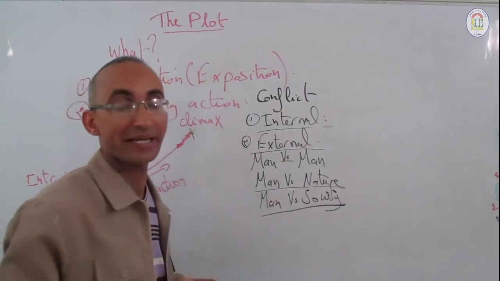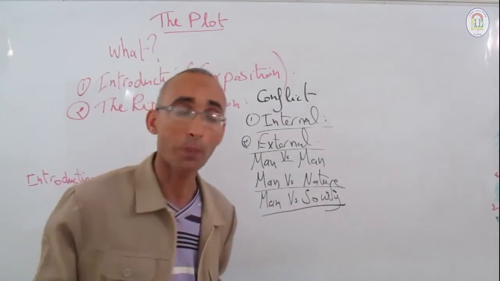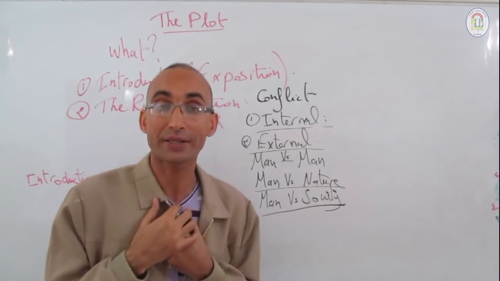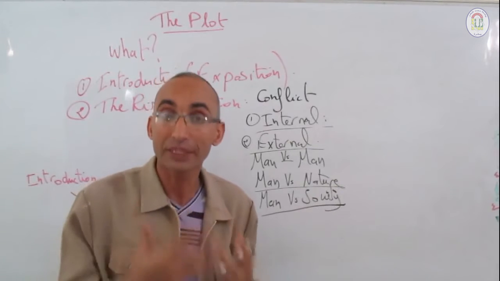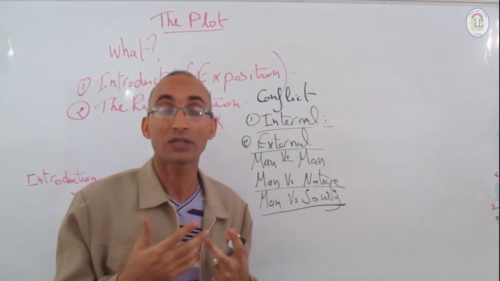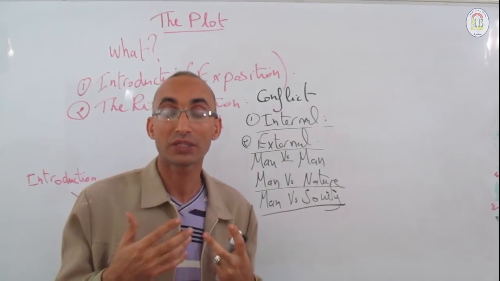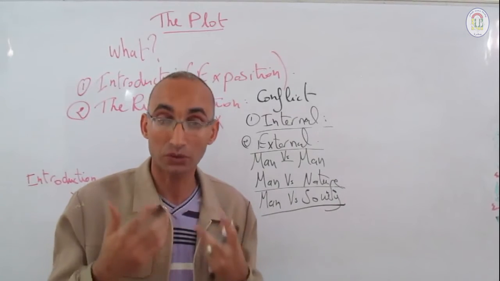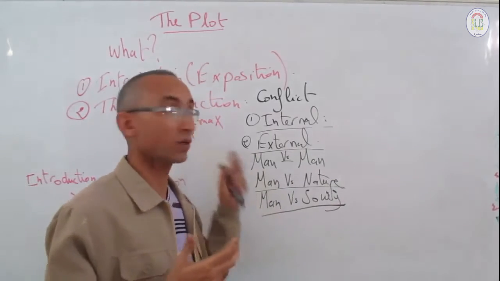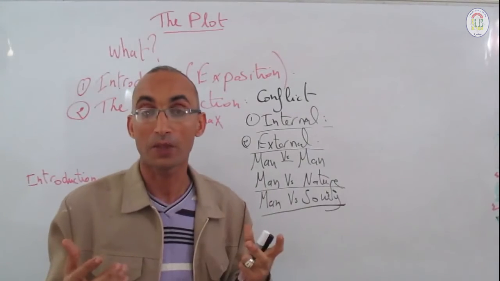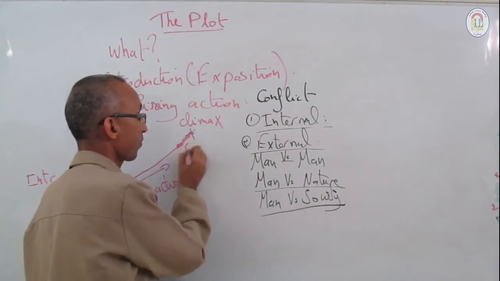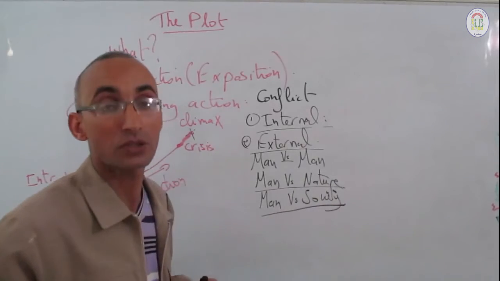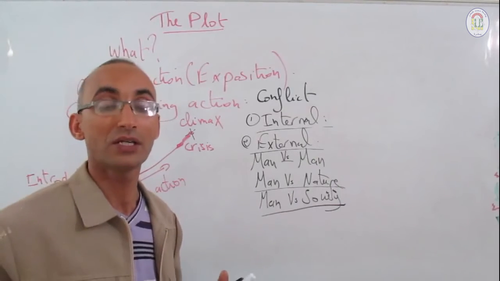The climax, the highest level of complication in the story, when we hold our breath, when we are a bit afraid, a bit astonished, a bit curious to know what will happen after this point in the story. This one is also called a crisis point. Sometimes it's also called the turning point in the story.